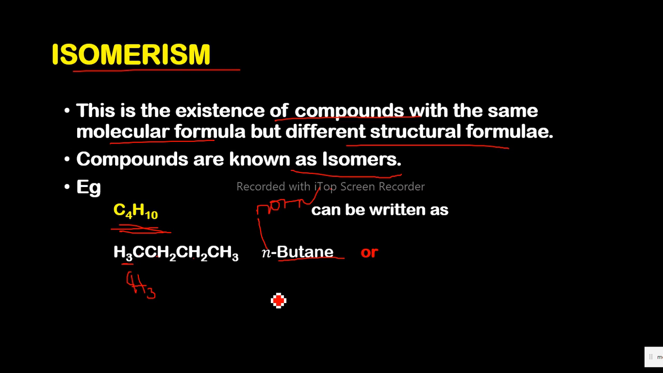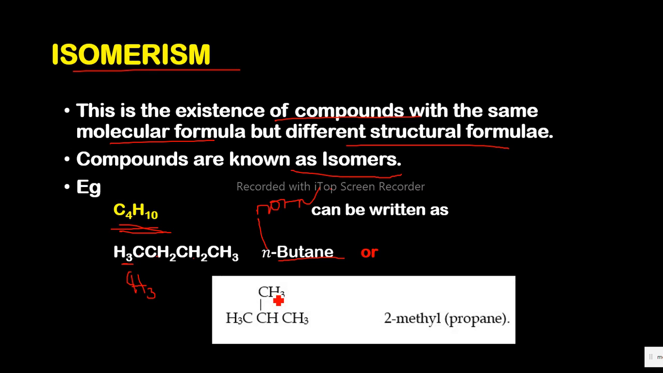But C4H10 can also mean this. If I get one methyl group and I shift it from here and put it on carbon number 2, I form this. So this is 2-methyl, then 1, 2, 3 propane. This bracket is not there, sorry for that. So this is 2-methylpropane, and it has the same molecular formula, C4H10.